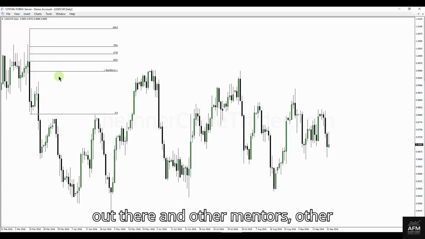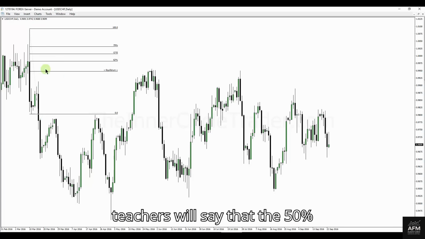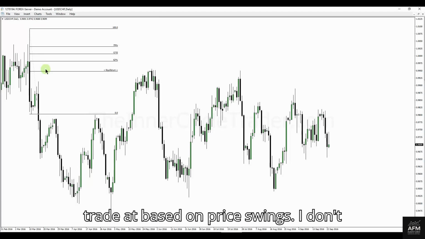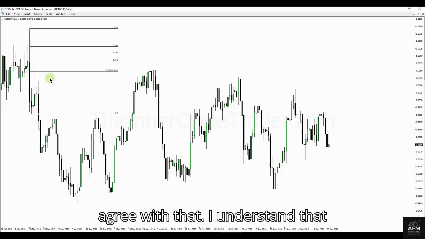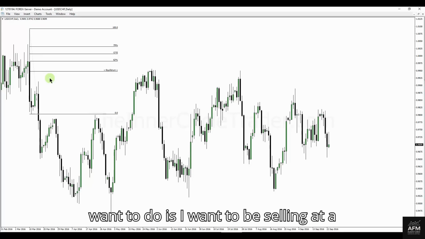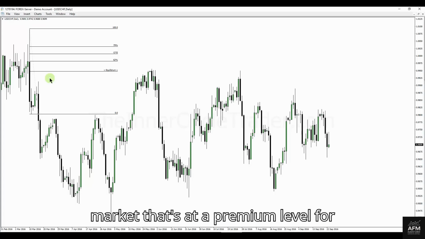Now, there are other disciplines out there, and other mentors and other teachers will say that the 50% retracement level is a good level to trade at based on price swings. I don't agree with that. I understand that sometimes it's going to work, but what I want to do is be selling at a market that's at a premium level.